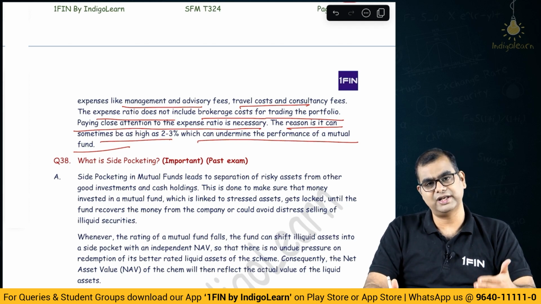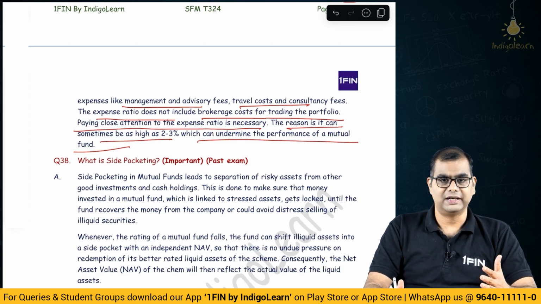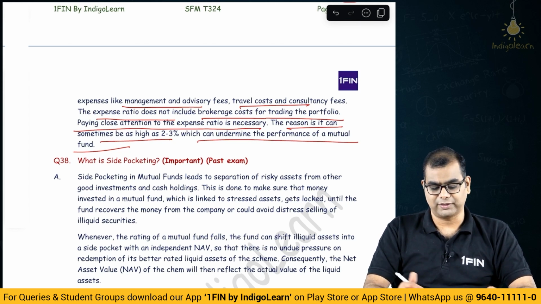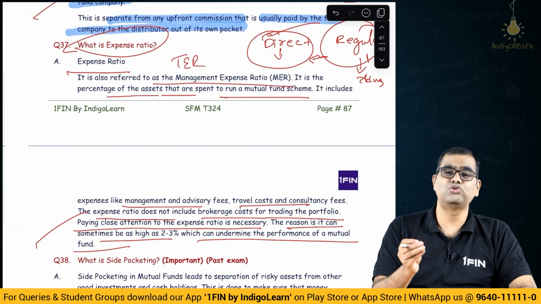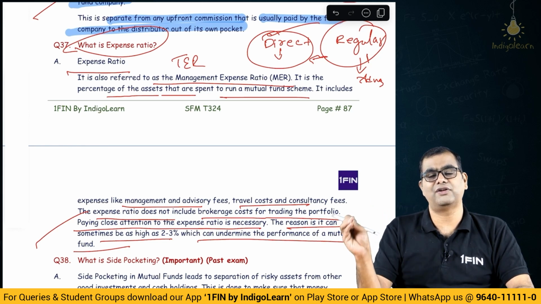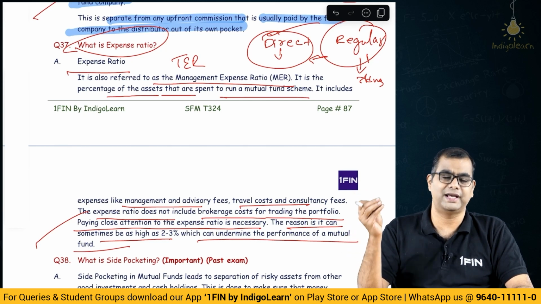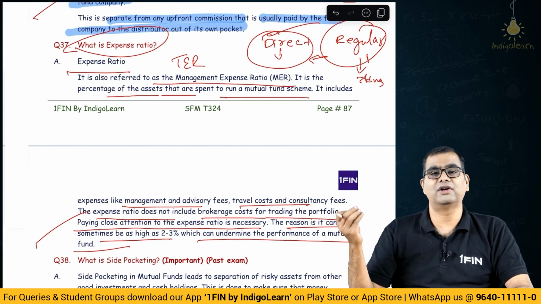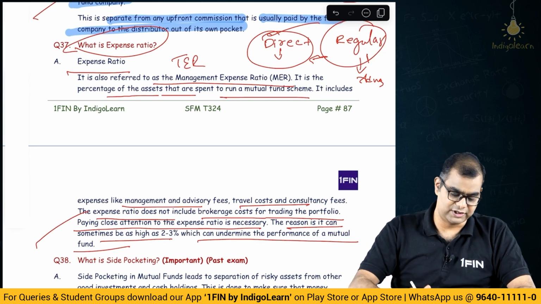SEBI lays down slabs very clearly for the expense ratio that can be charged to a particular scheme. So if you see, you have trail commission and you have expense ratio. These two are money taken away from the money that you have invested and given to different people for managing your funds. One to the asset management company for managing your money, and one to the distributor who is helping you decide which fund or scheme to invest in.